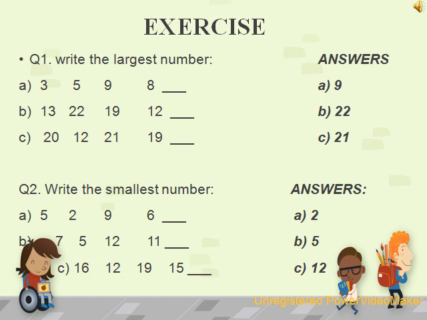B part. 7, 5, 12, 11. Which is the smallest number? Yes, 5. I will leave the C part for you to practice it on your own. Answers are given on the right side of the page.